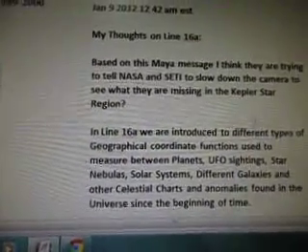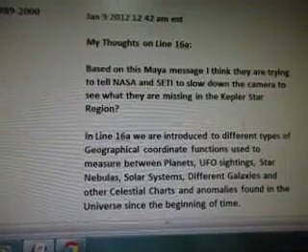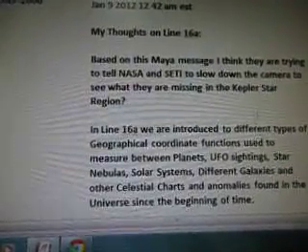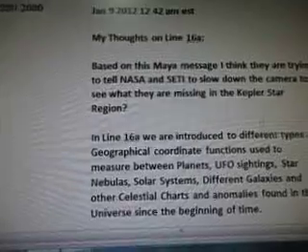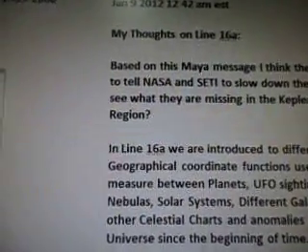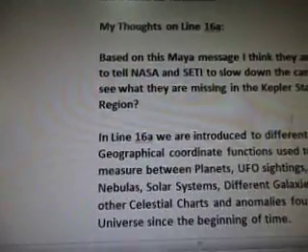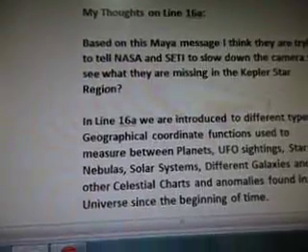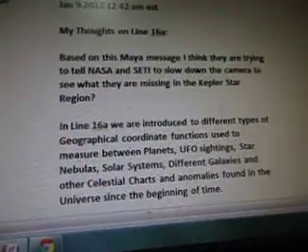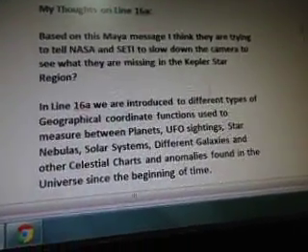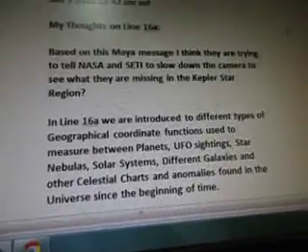Based on this Maya message, I always get it mixed up. Maya message, I think they are trying to tell NASA and SETI to slow down the camera to see what they are missing in the Kepler star region. At the moment, they're looking at the spectrum of planets, and it's saying you need to slow down the frames, and you'll find something there.